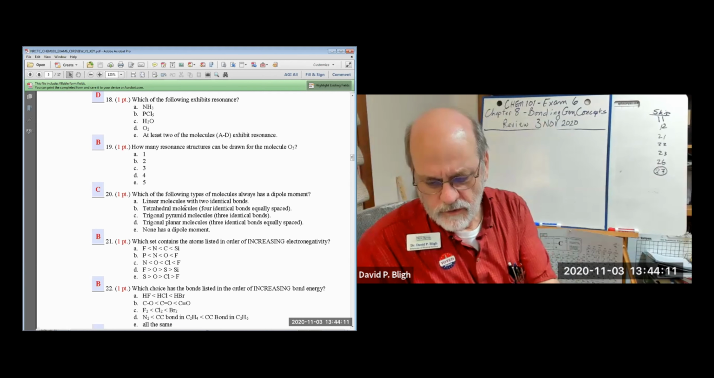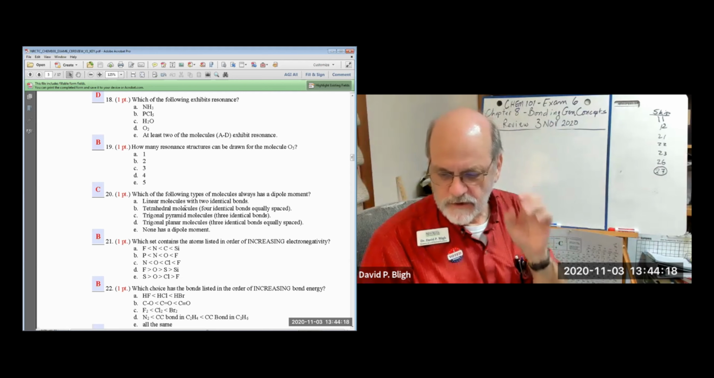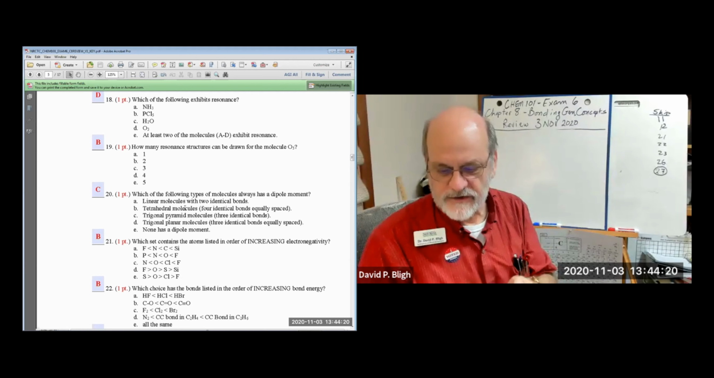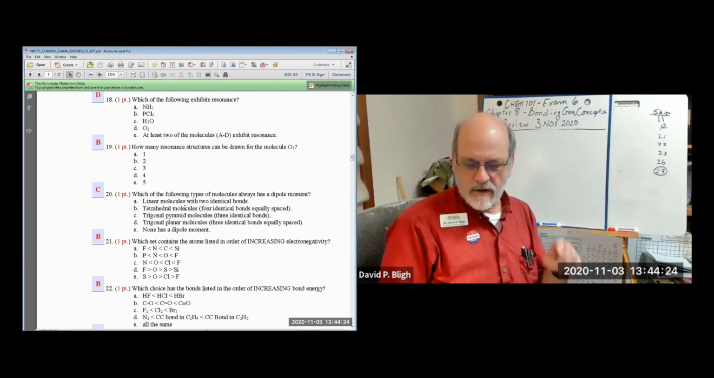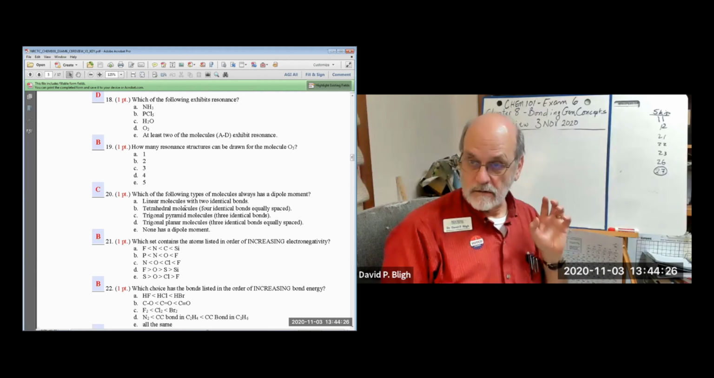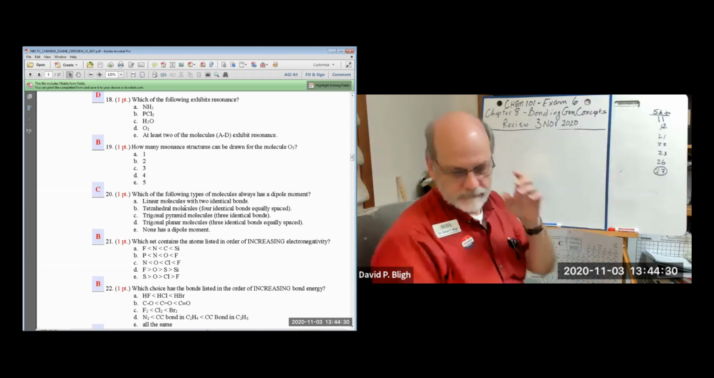Which of the following, 28. We're looking at the Lewis structure, and based on the Lewis structure, which of the following would probably not exist as a stable molecule? What we're looking for here is, first of all, octets. Do we have octets in each of these?